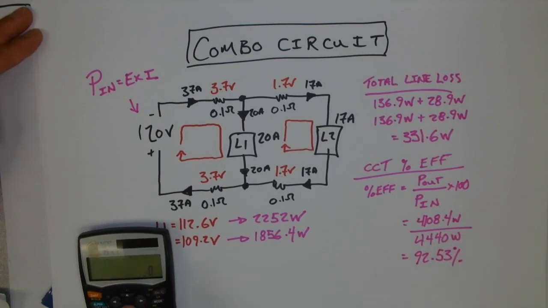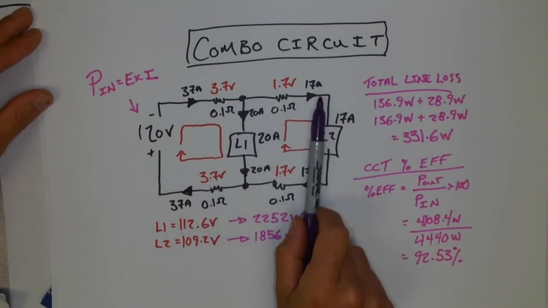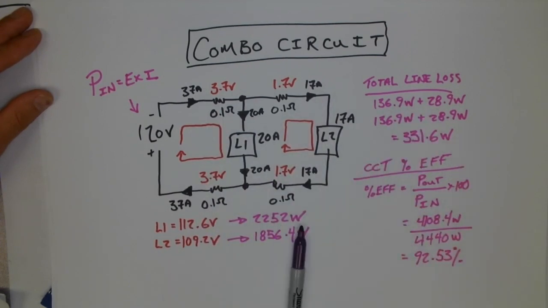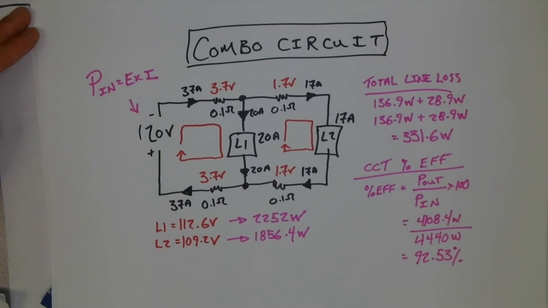All right, so what do we have here? We have all the line loss accounted for. The line loss is here, 331.6. I worked out the power that was consumed by each one of my loads. I worked out the voltage across each one of my loads. And then finally, I worked out the percent efficiency of the whole circuit. And that's how we do a combination circuit.